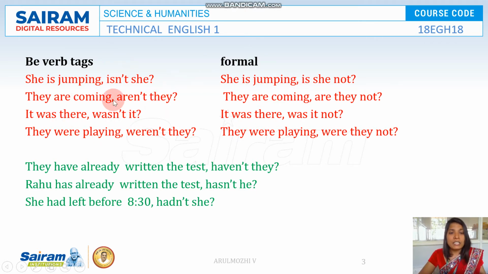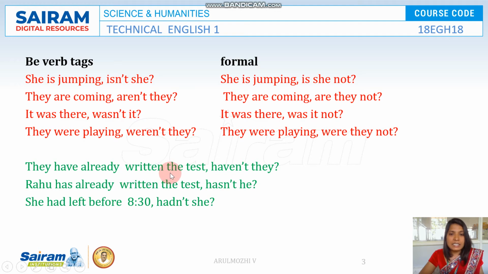This is an informal way of making question tags, but there is a formal way of making question tags, especially in these kinds of statements, positive statement and negative tag. Let's check them out one by one. "She is jumping, is she not?" It is a formal way of making a question tag. "They are coming, are they not?" "It was there, was it not?" "They were playing, were they not?" These are some examples of the formal way of making question tags.